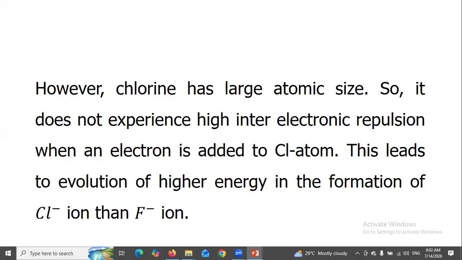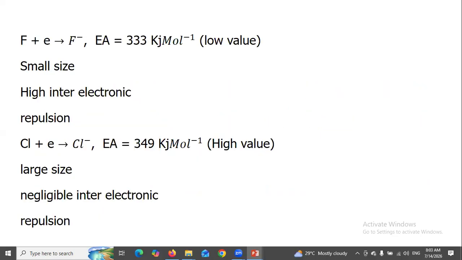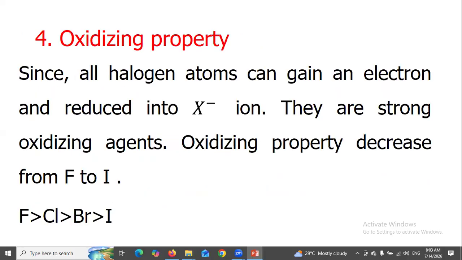However, chlorine has large atomic size, so it does not experience high inter-electronic repulsion. When an electron is added to a chlorine atom, this leads to evolution of higher energy in the formation of chloride ion than the fluoride ion. Fluorine: electron affinity 333 kilojoules per mole, small size, high inter-electronic repulsion. Chlorine: electron affinity 349, large size, negligible inter-electronic repulsion.